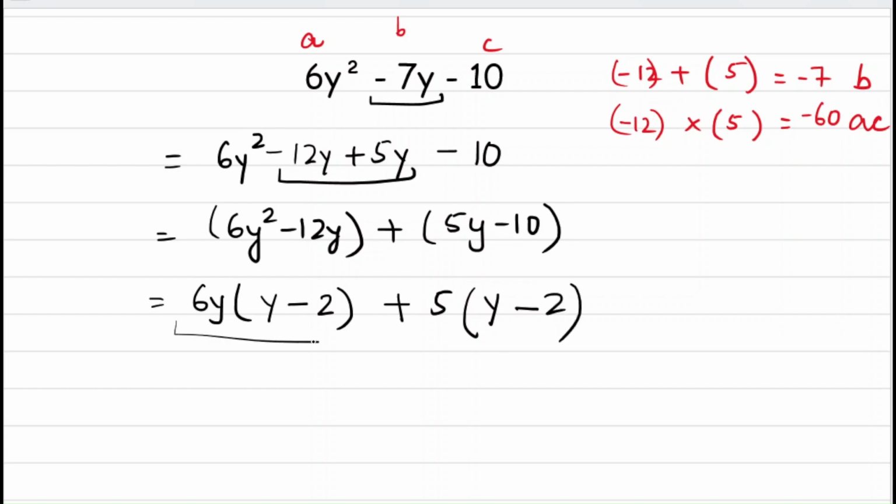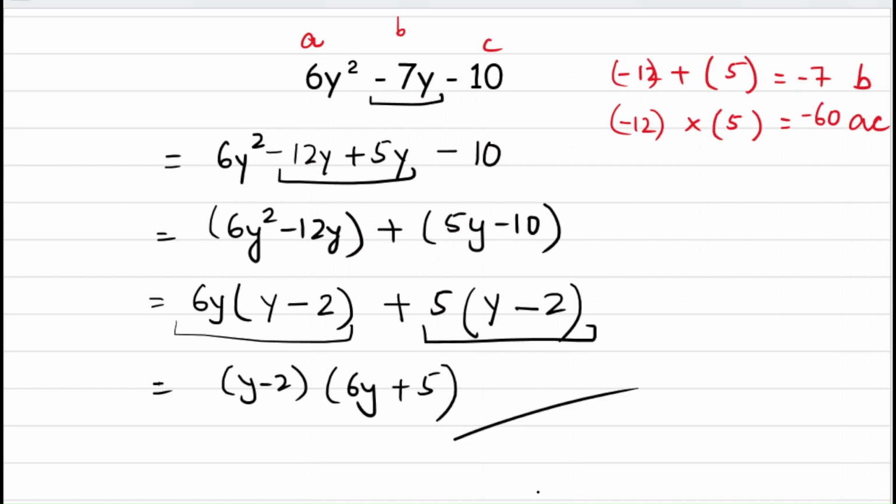And look here, in this term and in this term, y minus 2 is the same bracket. It means we are going in a correct direction. So now take out y minus 2 common or same from both the terms. From the first term, y minus 2 outside, what is left? 6y. From the second term, y minus 2 outside, what is left? Plus 5. That's the answer.